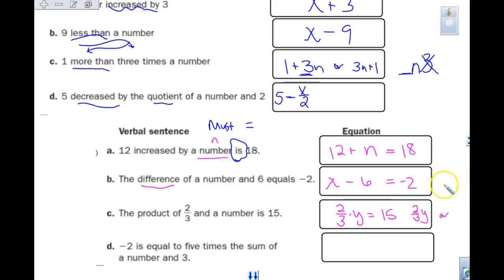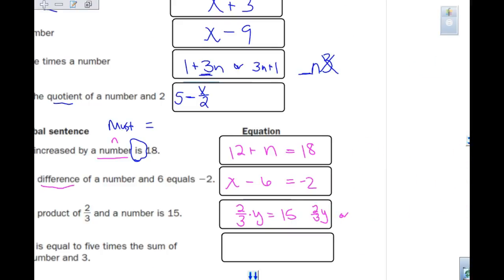Could you put 2y/3? Is that the same? No. Wrong. It is the same. How is it? Okay? I want you to think of this. Why is that the same?